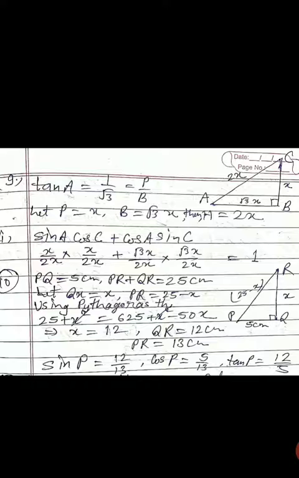Okay. Now first part, sin A cos C plus cos A sin C. Now we can put the values. Sin A is P upon h. For angle A, perpendicular is BC and hypotenuse is AC, that is x upon 2x. So sin A is x upon 2x. Now cos C, for angle C, cos is B upon h. For this angle, base is BC and hypotenuse is AC, so it is x upon 2x again.